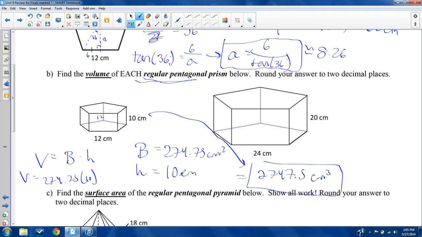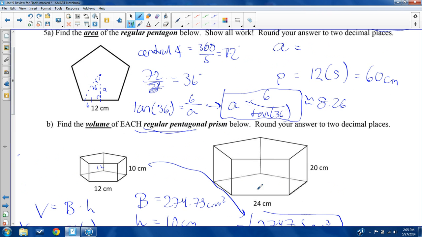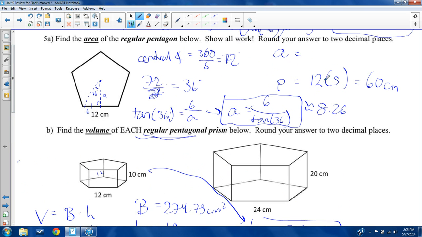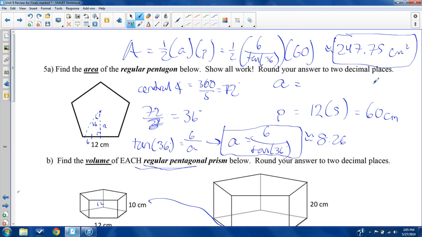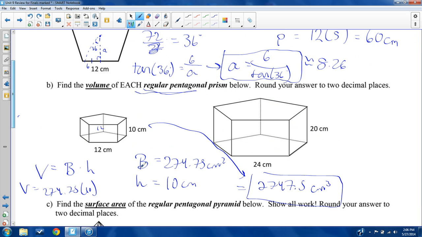Now this one's interesting because it's different lengths. And I'm not going to ask you to redo all this again with length of 24. You can do this in one of two ways. You can say, I know what the area... Gosh, I'm already out of this. I am so sorry. I know that the area of my pentagon earlier here, the base, was 247.75. I know that my edge lengths are twice as much.